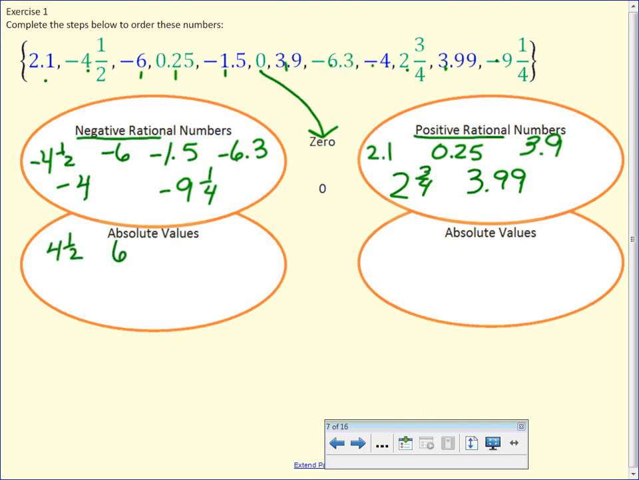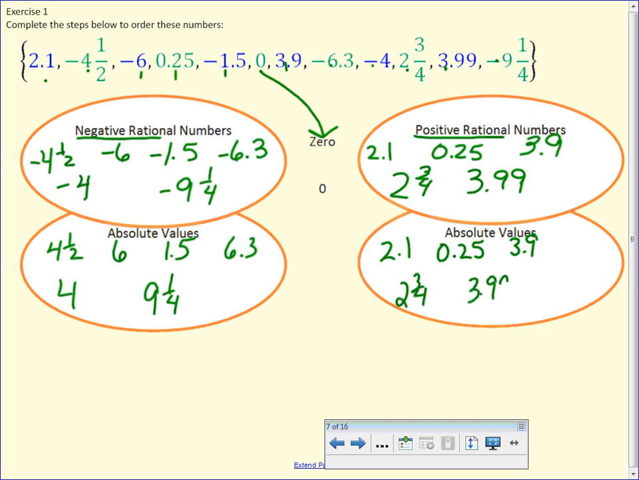4.5, 6, 1.5, 6.3, 4, 9 1/4. 2.1, 25 hundredths, 3 9/10, 2 3/4, 3 99 hundredths. Any questions on the absolute values?